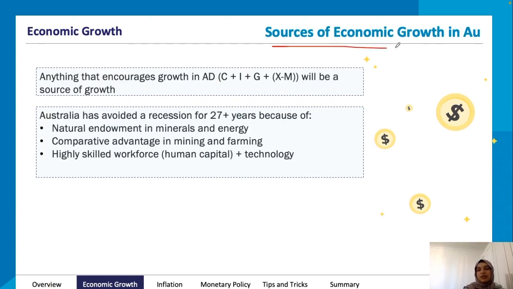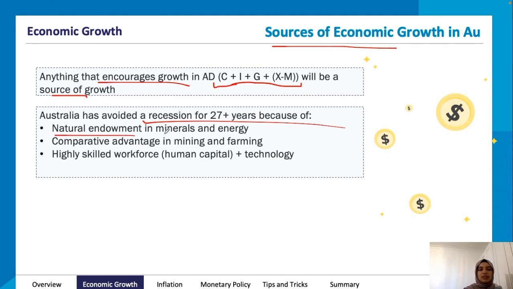So, sources of economic growth in Australia. Anything that encourages growth in aggregate demand, going back to our aggregate demand formula which we discussed earlier, will be a source of growth. Australia has avoided a recession for 27 plus years. Remember back to the world record we broke in 2020?